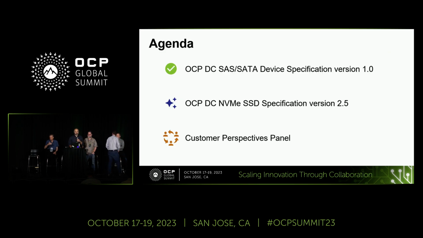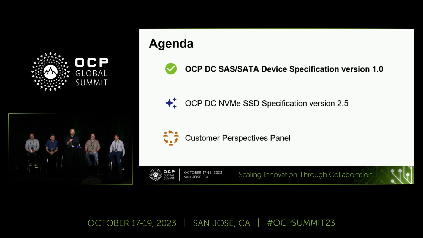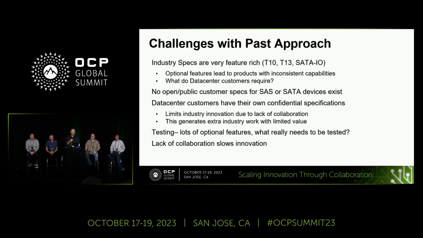All right, so this is kind of a brief overview of the agenda we're going to go through. I'm going to give a quick update on the SAS SATA device specification that we contributed earlier this year. And then Lee's going to go over the data center NVMe 2.5 update that we are any second now going to be contributing. And then we're going to do a customer perspectives panel. All right, so let's jump into the SAS SATA spec update.